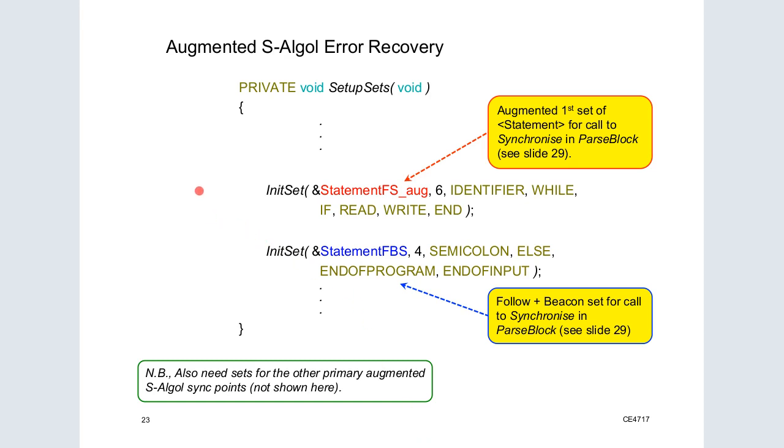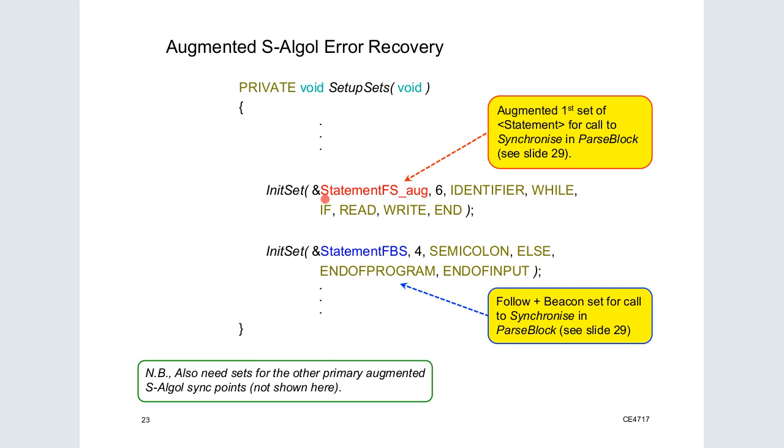You then obviously have to set up these synchronization sets, okay? So you need a routine which is called before the parse starts, which sets up a whole bunch of global sets, which you use for your resynchronizations. These are the arguments passed in to synchronize at the various points in the parser where you call synchronize. I've shown two of them here.